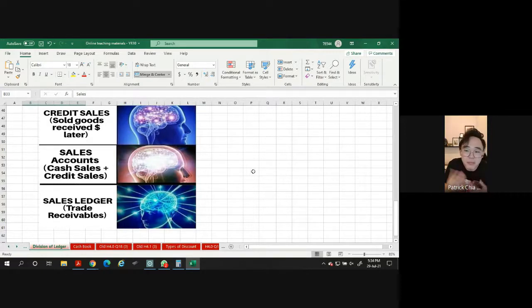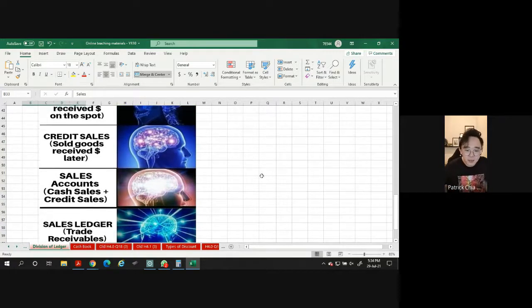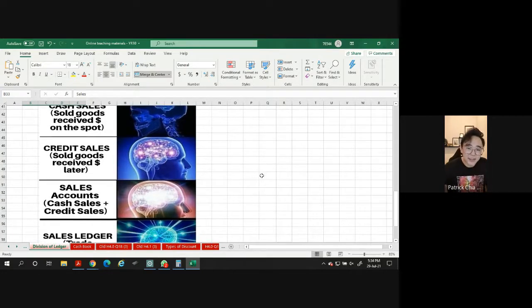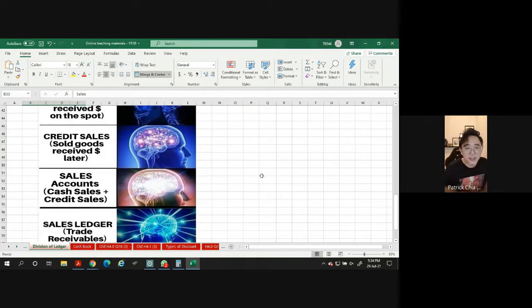You see, the problem here is that every term here has the same word. What's the same word? Sales. So at this point, a lot of people will be like, just because you put one different word in front or at the back, suddenly it becomes something else? So it's always very important for you to know what it actually means.